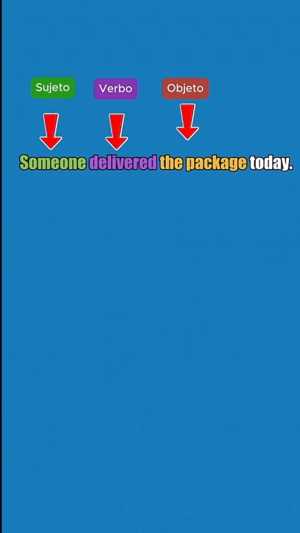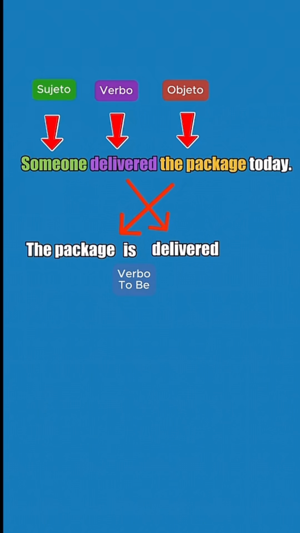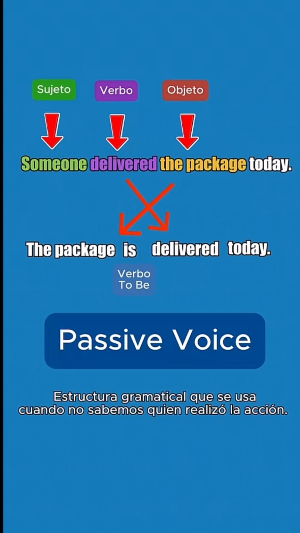Let's see this example. We are gonna start with the object, the verb to be, obviously, and then the verb but in participle. That's it. That is the passive voice. It's a structure that we use when we don't know who did the action.